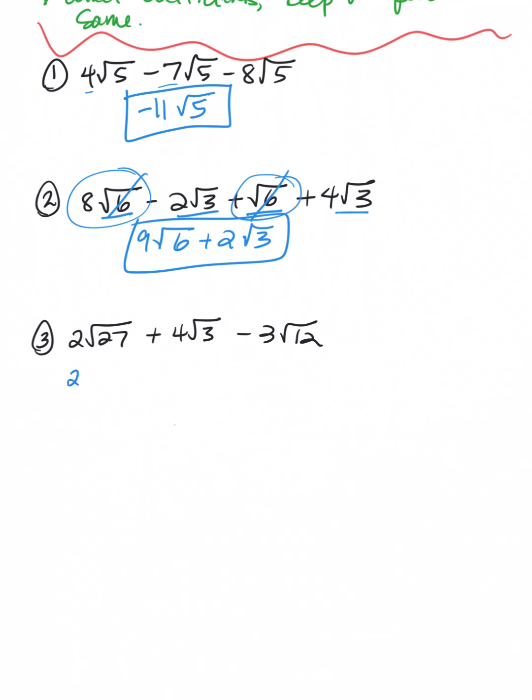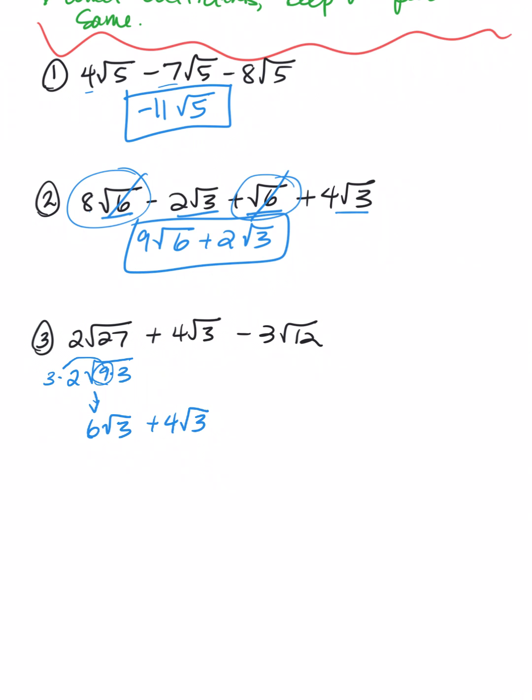So we know we have 2 square roots of 27. Well, we know 27 is 9 times 3. Well, what's square root of 9? It's a 3, so I can take a 3 out. So this becomes 6 square roots of 3. Over here, I have a plus 4 square roots of 3, so we're getting somewhere. Now these are like terms, but let's see what happens with this last one.